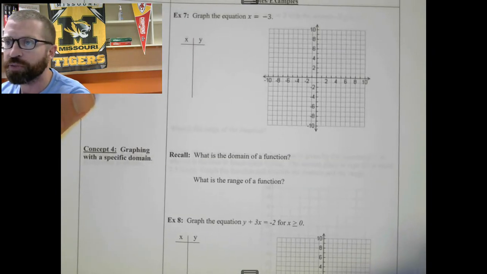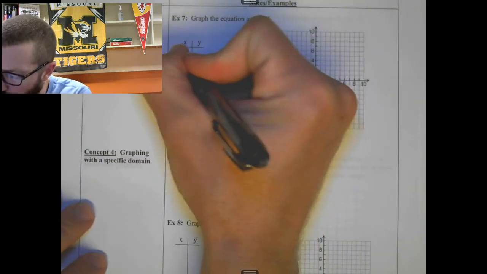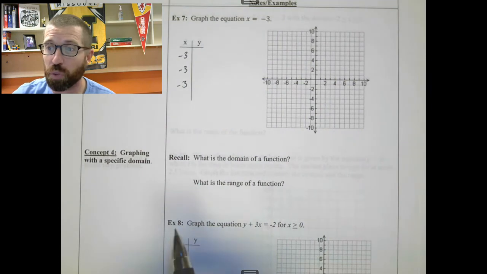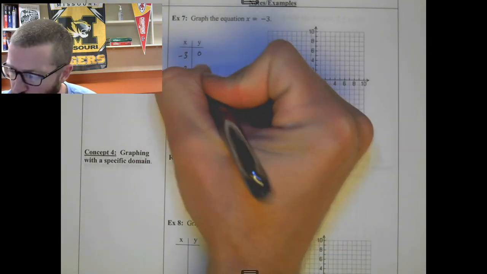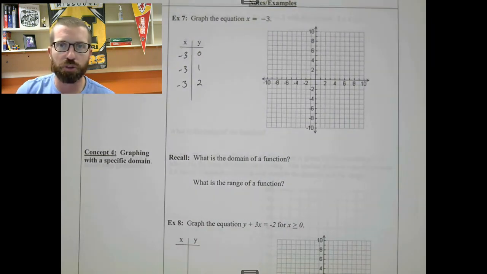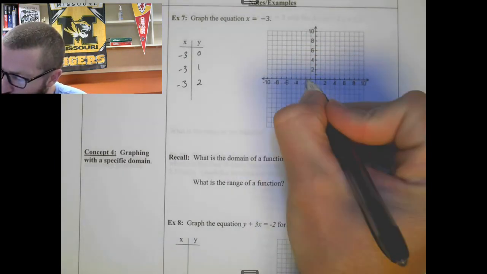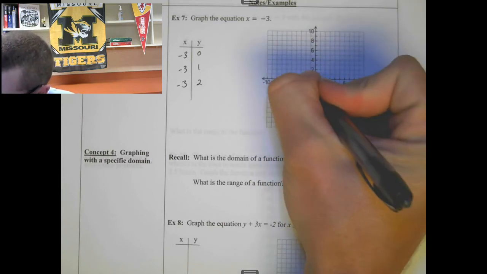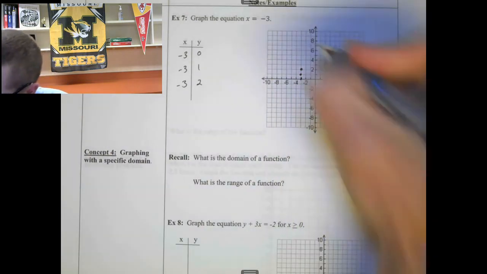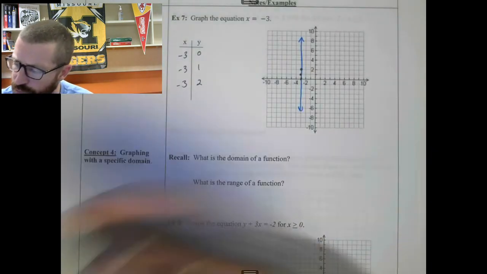In a similar fashion, if x is equal to a number, then just put that number in for x. So -3, -3, -3. And once again, it doesn't matter what you choose for y. So let's just choose 0, 1, and 2. Now, this is a little weird because you're still starting with the x's, but the numbers you picked were y's. We haven't done that yet. So be careful, you go over to -3 and 0. So we got a point here, -3 and 1, and -3 and 2, and you get a straight vertical line. So x equals a number means the line is vertical.